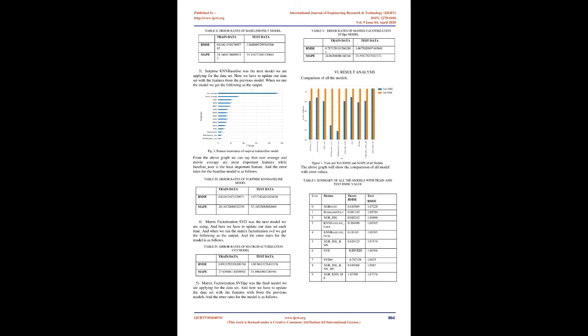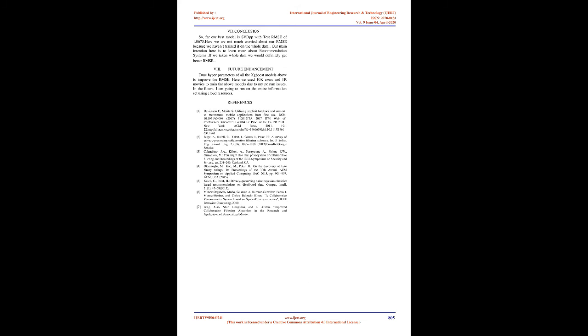1. XGBoost was the first model which we are applying for the featurized data. When we run the model we get the RMSE and MAPE for the train and test data. Fig. 1. Feature importance of XGBoost model. Here user average and movie average are the most important features. Here the RMSE and MAPE are 2 error metrics which we use for measuring error rate.